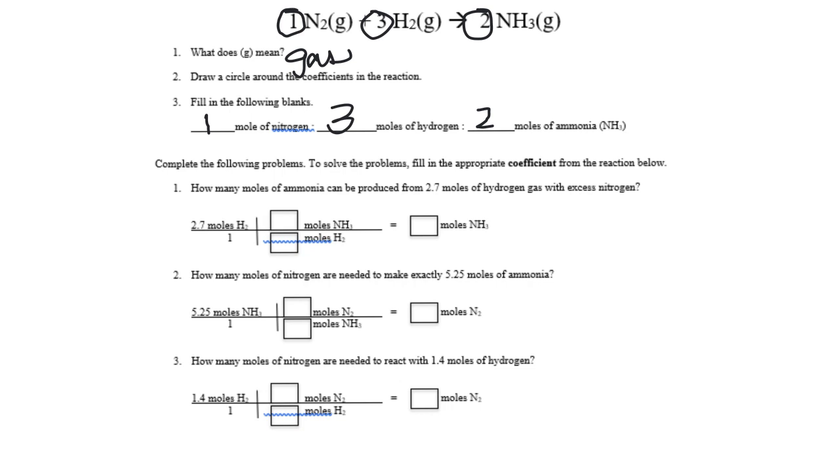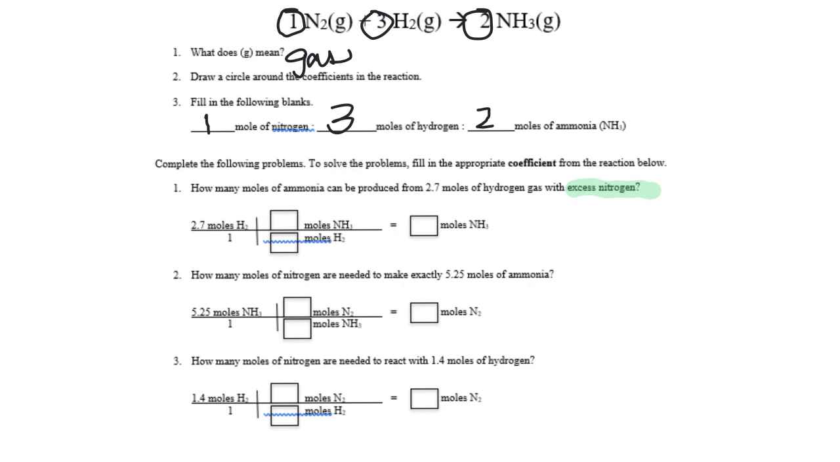So the first question is how many moles of ammonia can be produced from 2.7 moles of hydrogen gas with excess nitrogen? Now, the first thing is kids get thrown by this term excess. All excess means is that I have plenty of the nitrogen to react with all of the hydrogen. For the purposes of stoichiometry, it doesn't matter, but for the purposes of the problem, it's important because you know you have enough of each reactant.